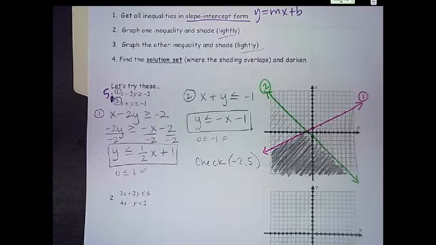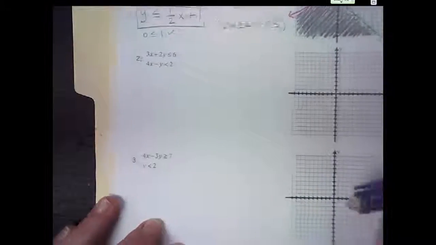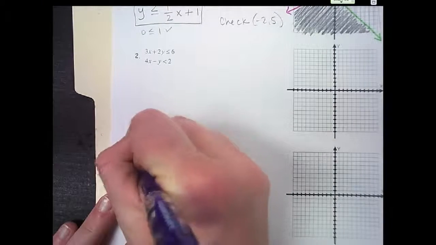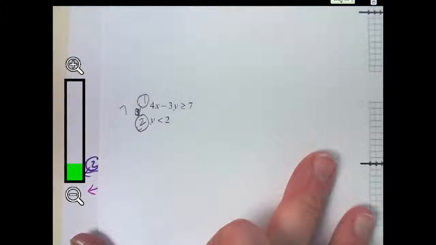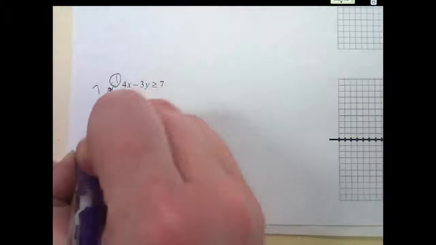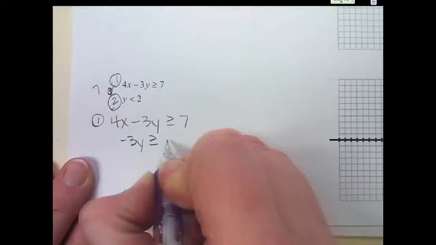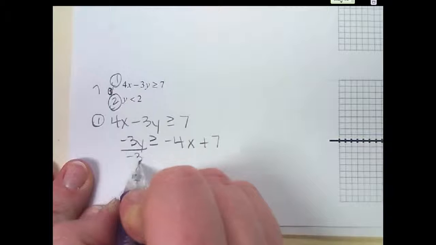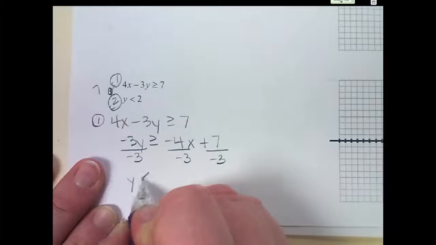Okay, when you're done with that one, we're going to go to number 7 on your paper. Number 3. So go ahead and get that first one in y equals mx plus b form. Number 7. And graph it and see if you can shade it correctly. Be careful with that negative sign. Remember, it flips your inequality. That'll change your whole thing.